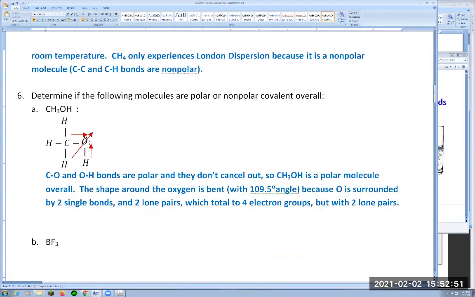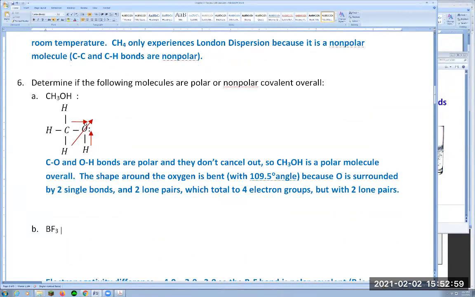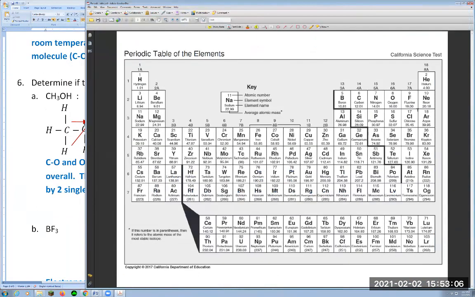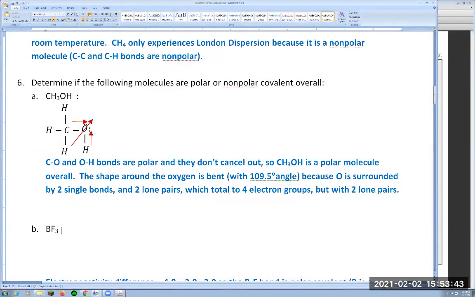So let's do now BF3. Boron bonded to 3 fluorines. Let's look first at the periodic table. Boron is a metalloid. Fluorine is a non-metal, right? Hopefully you have seen them here, boron, and then fluorine. Boron has 3 valence electrons being in group 3A, and fluorine has 7. 7 times 3 fluorines, that's 21, plus 3, 24 electrons. And so if you do the Lewis structure of BF3, you will come up with this.